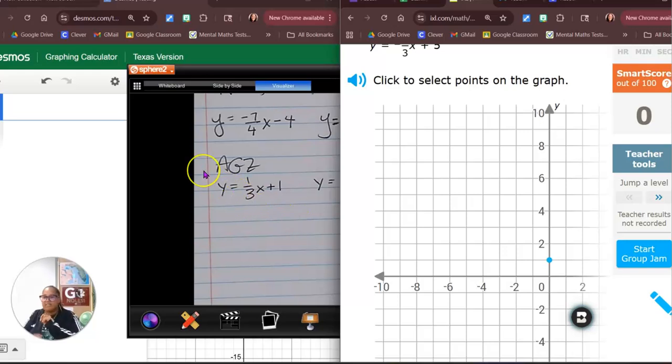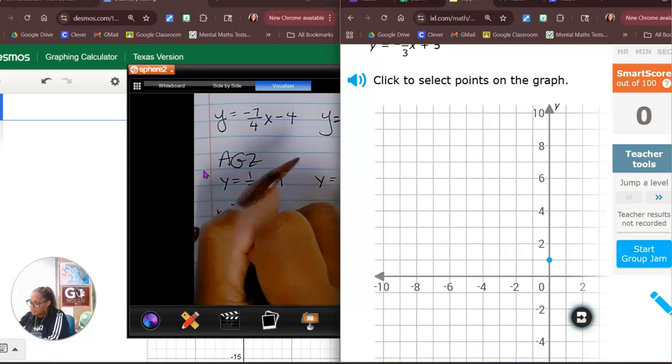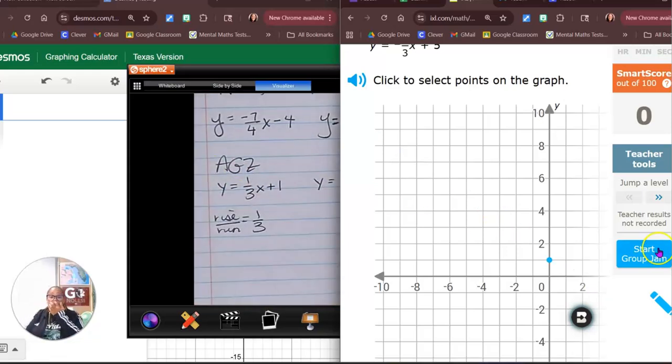Then I must follow my slope. My slope has a rise of 1 and a run of 3. So from that point that I am at, this is my y-intercept, my starting value, I must go up 1, and then to the right 3. 1, 2, 3. And then plot my point. I have now made that line.